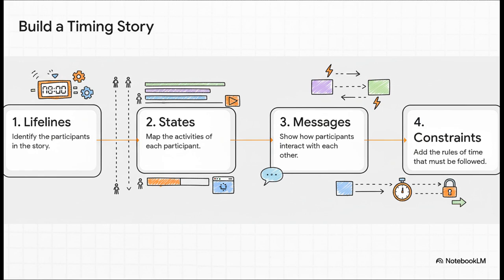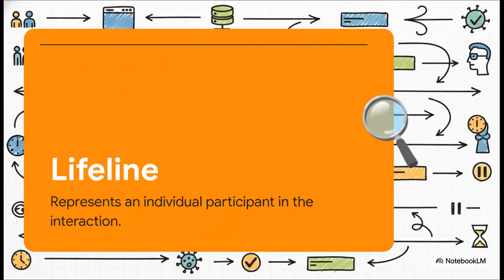You can really think of building one of these like you're telling a story in 4 steps. First, you pick your characters. Then, you describe what they're doing. After that, you show how they talk to each other. And finally, you add the rules of the game. First up, we have the lifeline. And that's just a fancy word for one of the individual players in our process. So in our website example, the web browser is one lifeline and the server is another. Each one gets its own lane in the diagram.